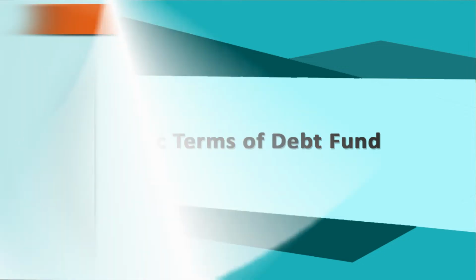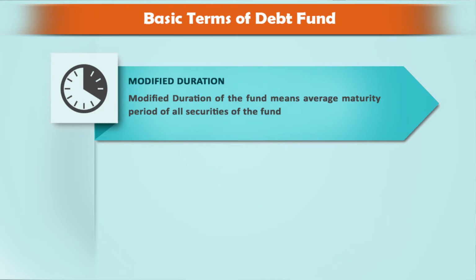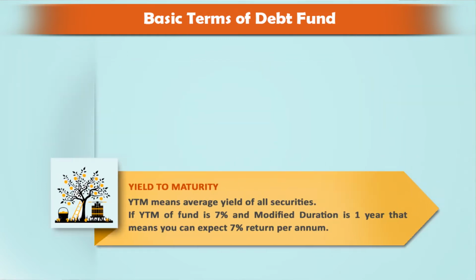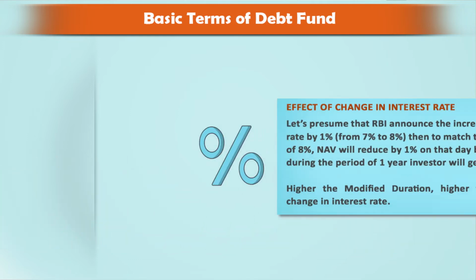Before going through the ultra short term fund, let us first understand the basic terms of debt funds. The first is modified duration. Modified duration of a fund means the average maturity period of all securities of the fund. Second is yield to maturity, that means YTM, the average yield of all securities. If YTM of a fund is 7% and modified duration is 1 year, that means you can expect 7% return per annum.